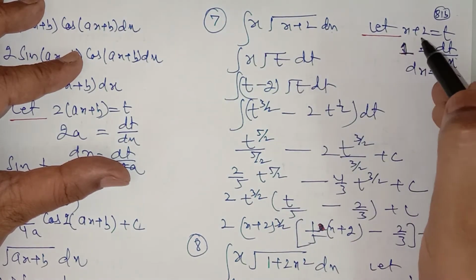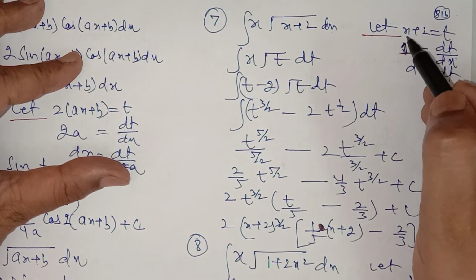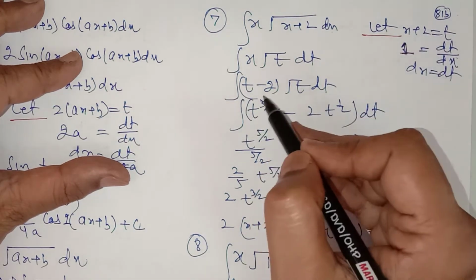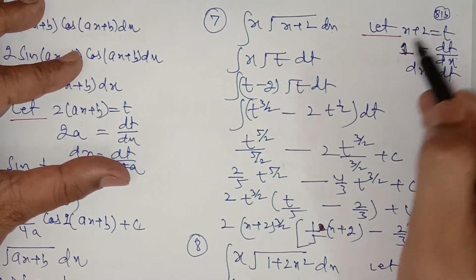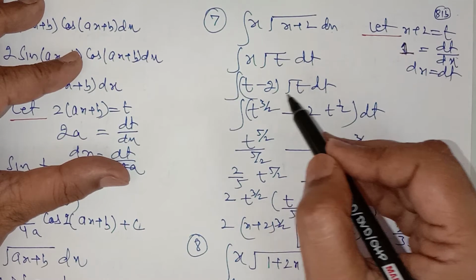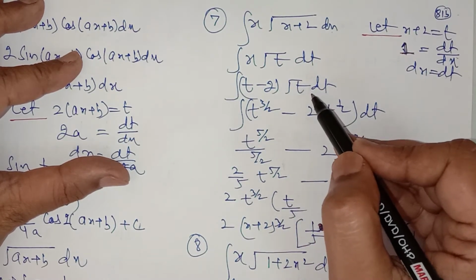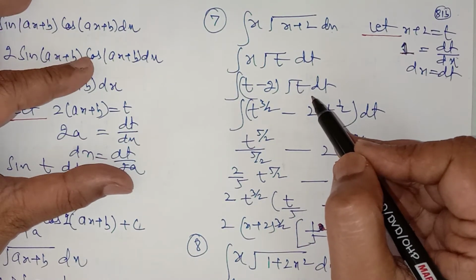Now what we have left, x plus 2 is equal to t. So the value of x will be equal to t minus 2. This is the main step here. X will be equal to t minus 2, because we have to integrate with respect to t. So all the terms should be in terms of t.